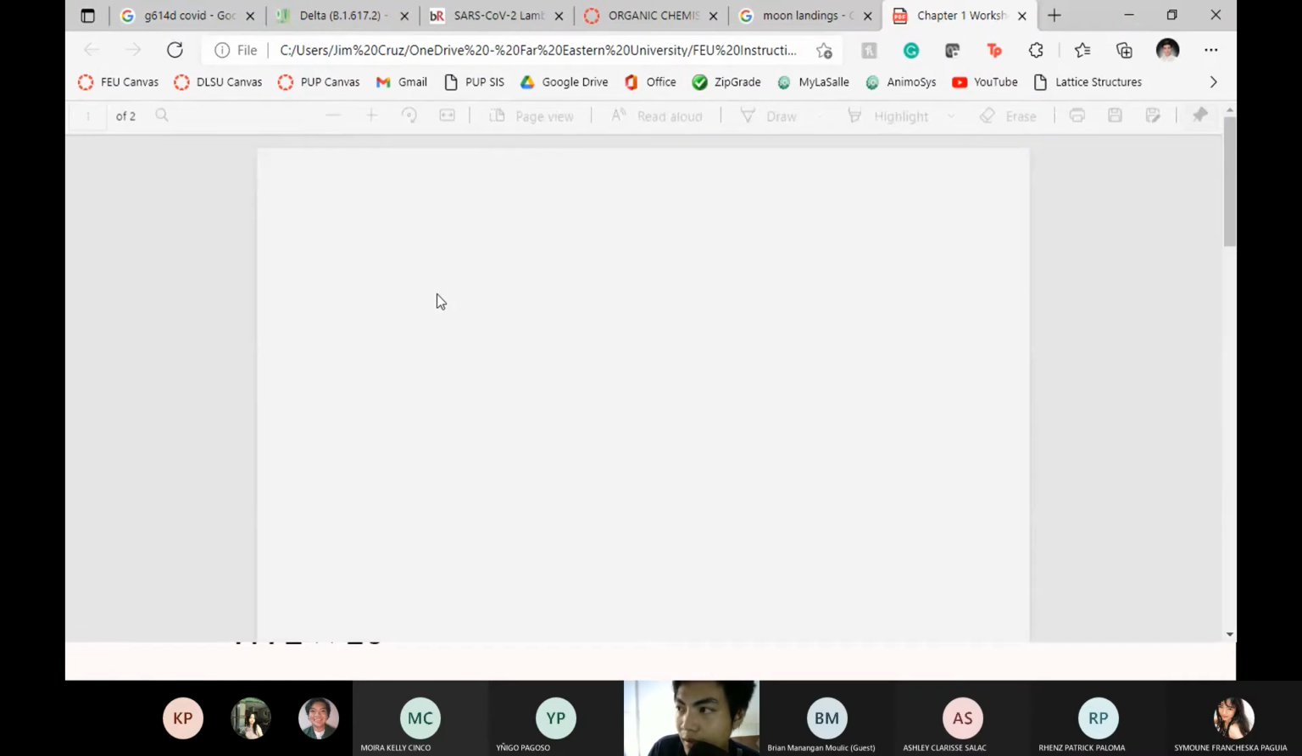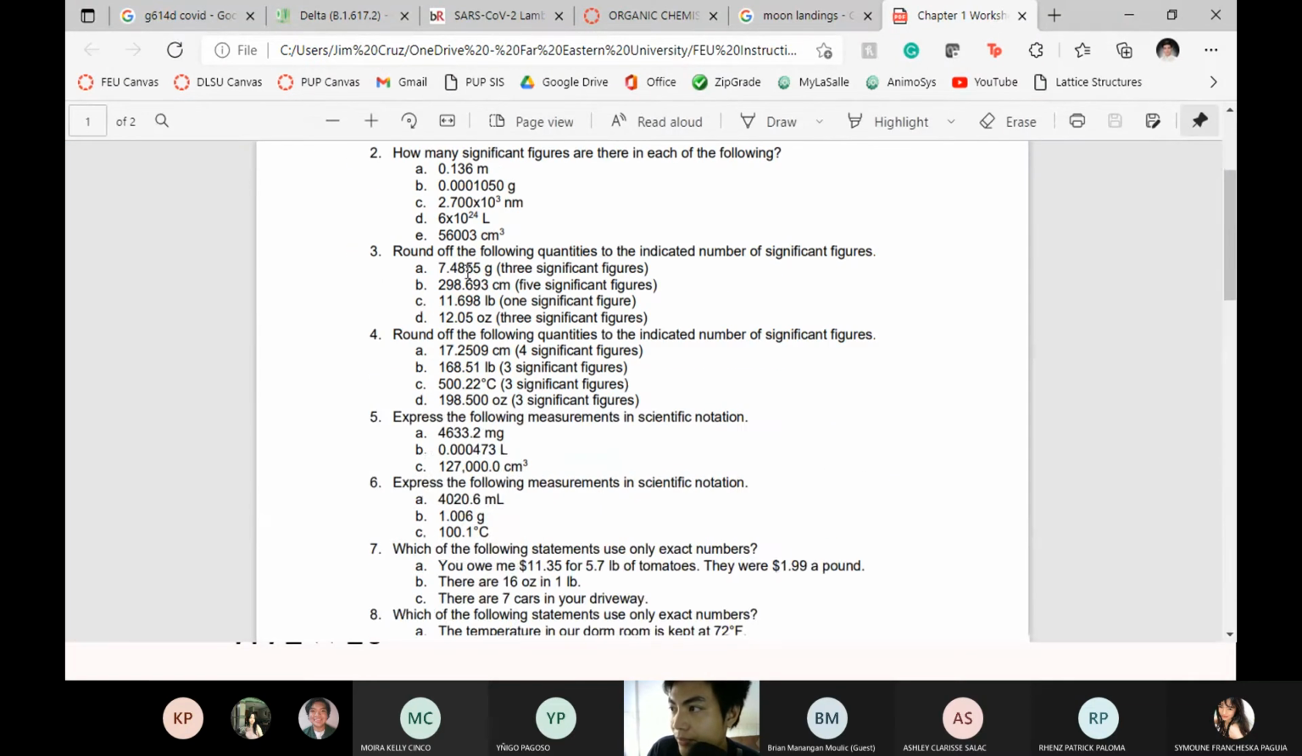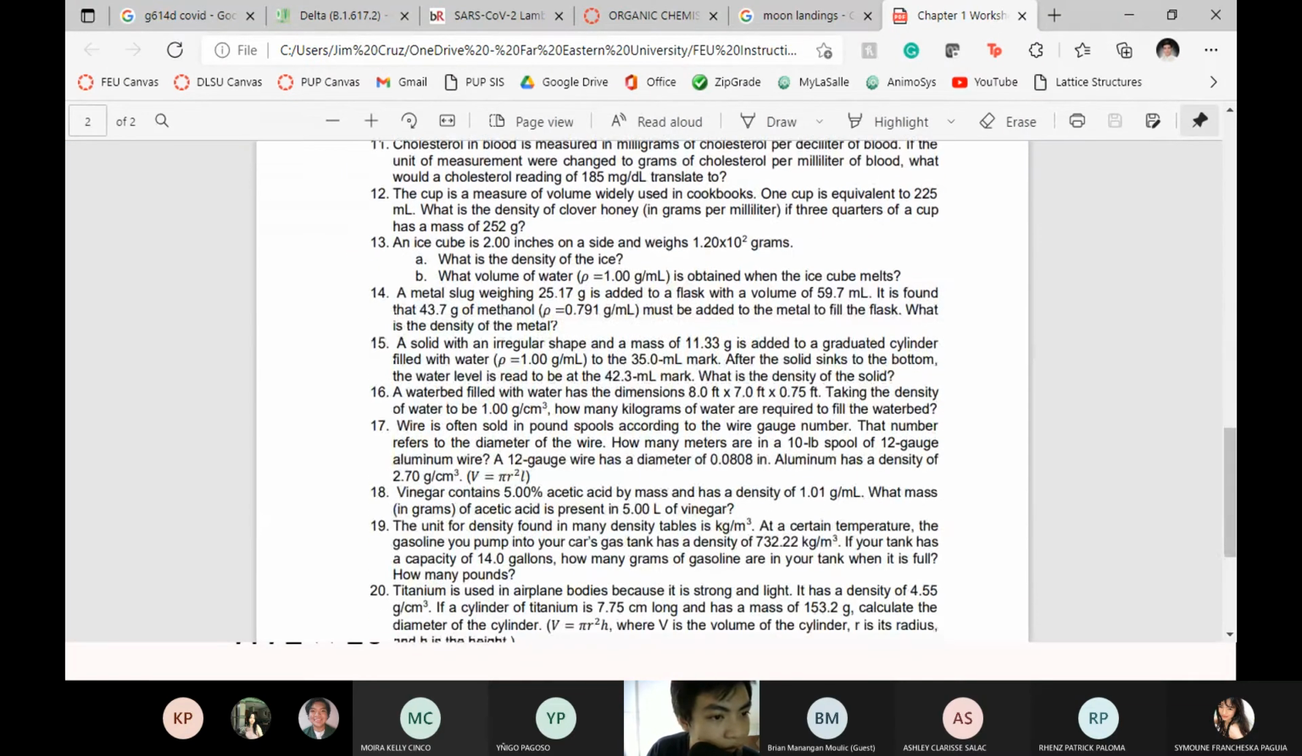I think ito yung worksheet na gagamitin natin. Ay, hindi, wag to. Ang dami masyado. Alam ko may ginawa akong isa pang worksheet na onti lang eh.